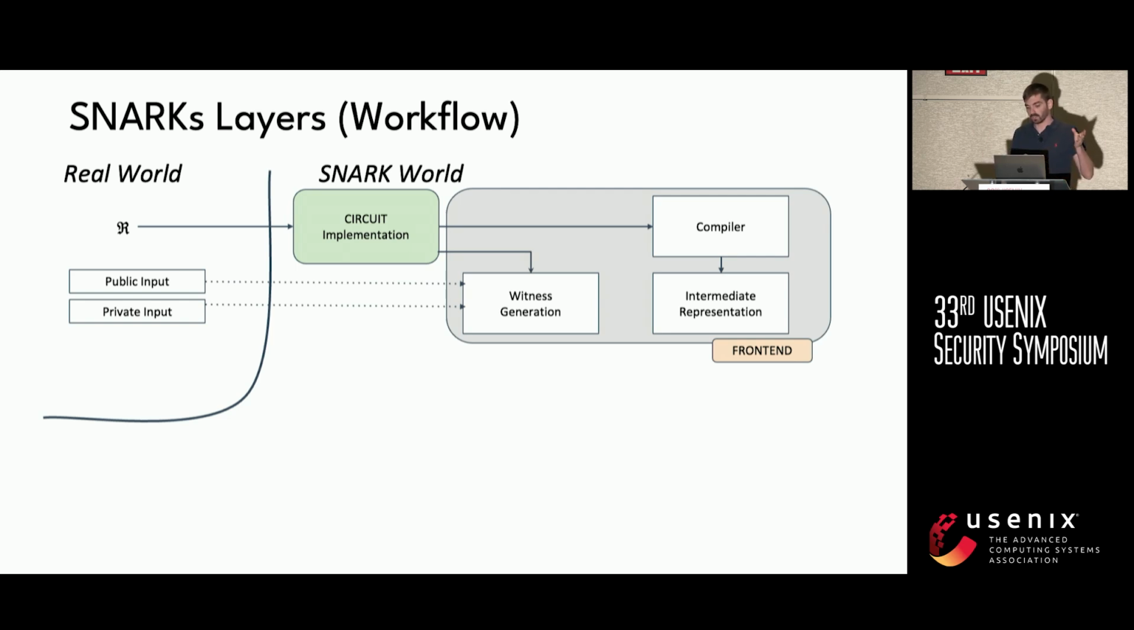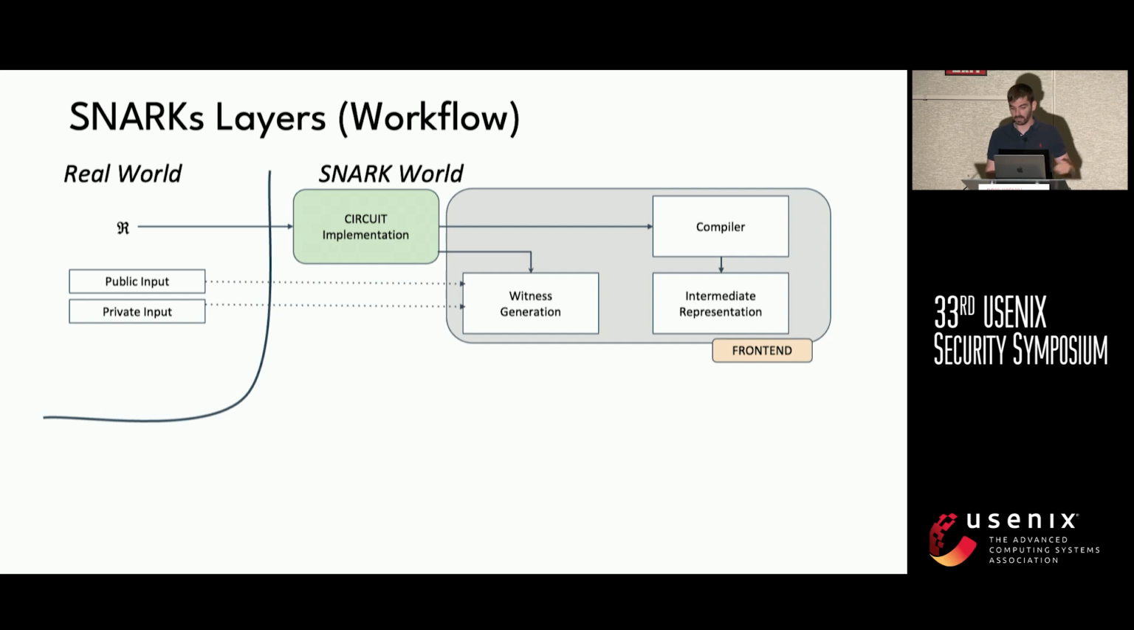First is to get the circuit and compile it down to something that the proof system can work with. And the second is the witness generation process, where you get the circuit and your inputs and you generate a witness, which you can think of as a trace for your computation. Here there can be some vulnerabilities.